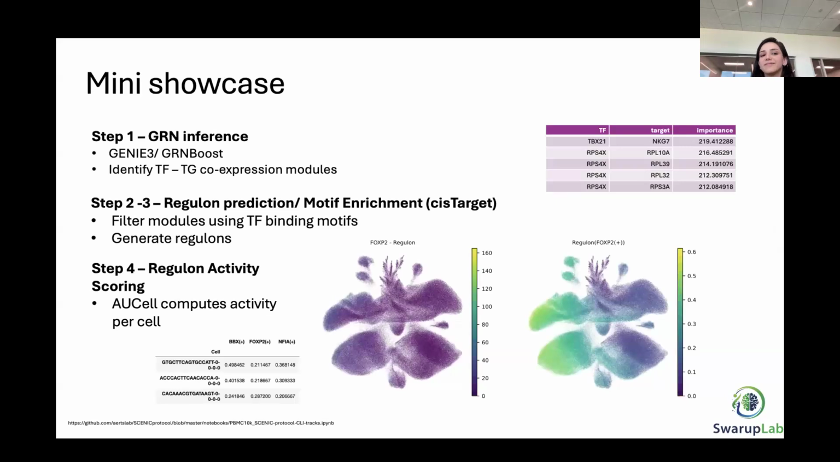All right, so that's a very simple way of putting the steps needed for pySCENIC to run and the outputs that you can get.